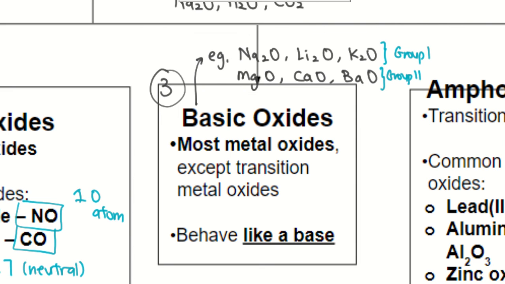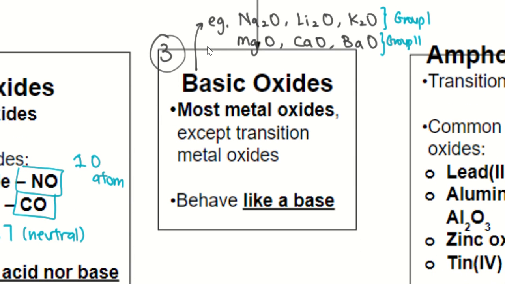So basic oxides, one special property is that basic comes from the word base, right? So they behave like a base, meaning that they react with acids. So hence they behave like a base because basic comes from the root word base.